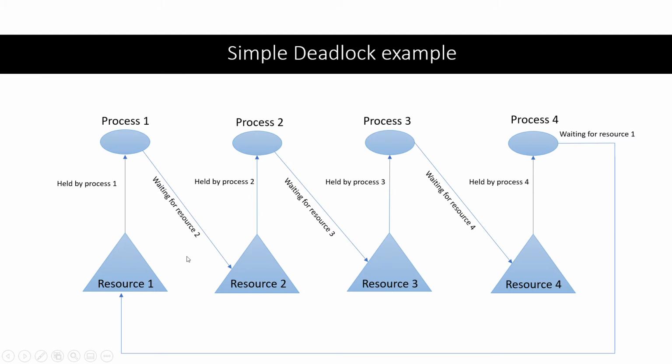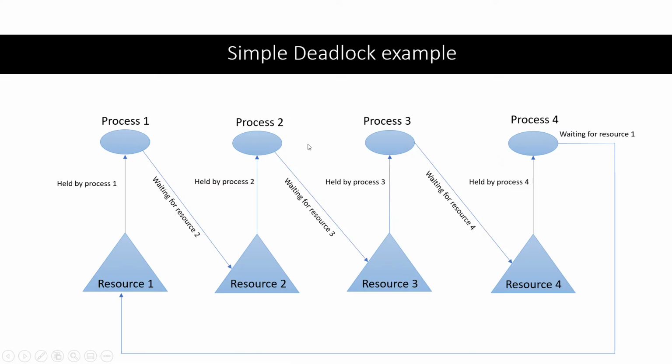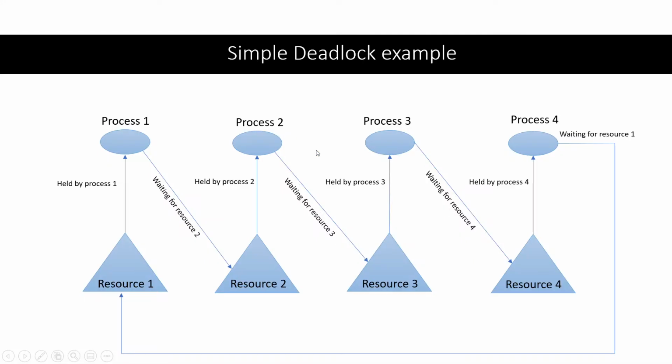So how does this fulfill these four conditions? So mutual exclusion says that only one resource can be used by one process at one instance of time. So here, since resource 2 is being used by process 2, process 1 cannot access it, so it's waiting for it. The other one is hold and wait. So a process can hold at least one resource and also request new resources. So process 1 is holding resource 1 and is requesting another resource, which is resource 2.